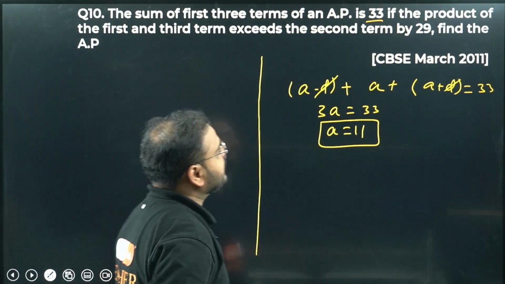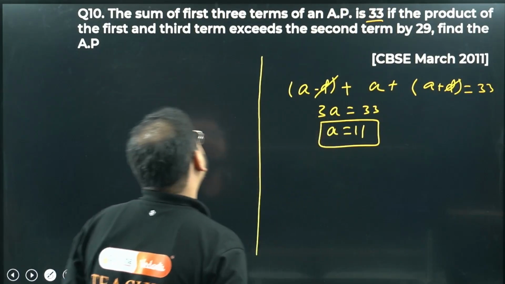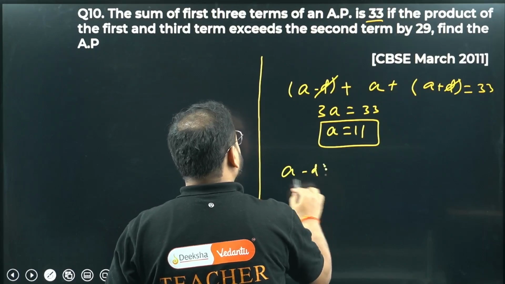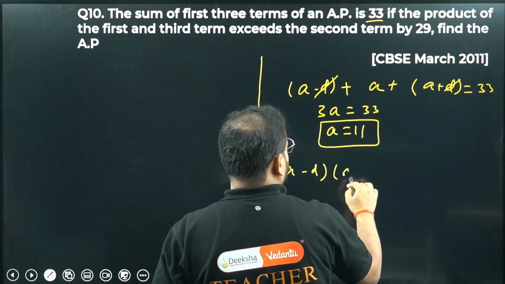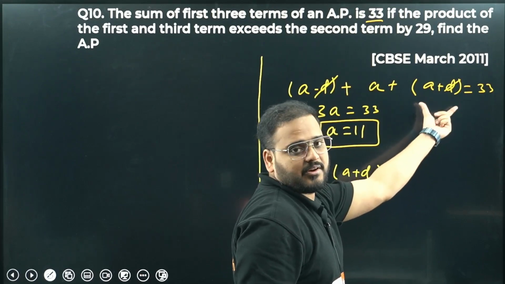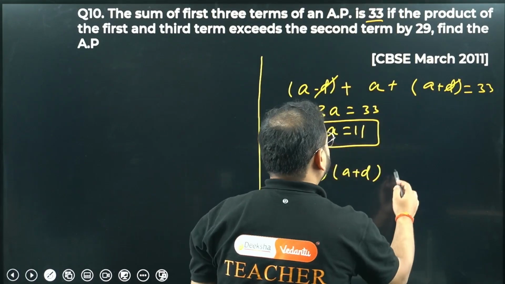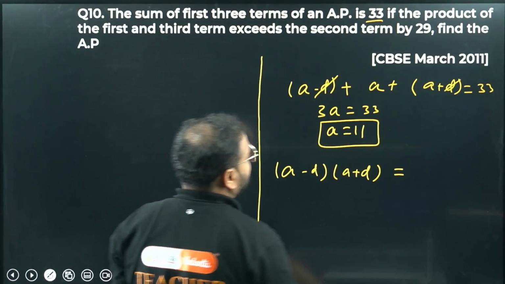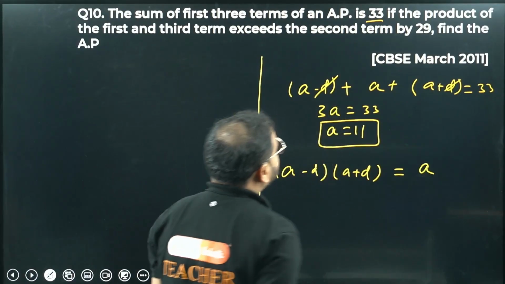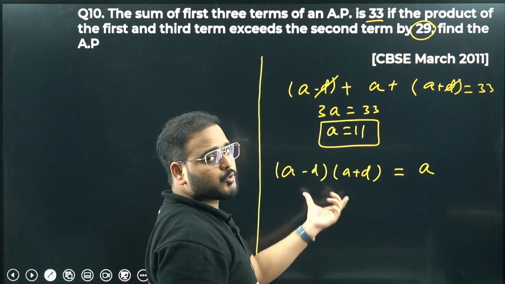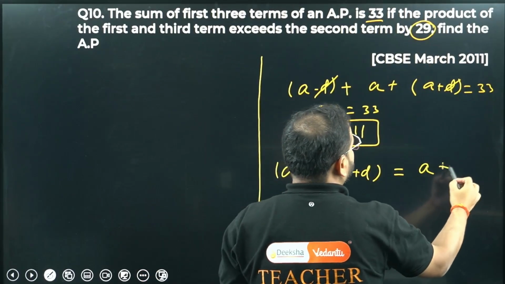Okay, this is another condition. Now the second condition: the product of the first and the third term. The first term is A minus D and the third term is A plus D. Please check, first term is here, third term is here. The product of the first and third term exceeds, meaning is bigger than, the second term. The second term is this, and it is bigger by 29. Which is bigger? This side is bigger. To make them equal, we add 29 over here.